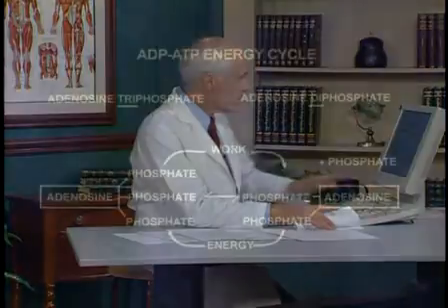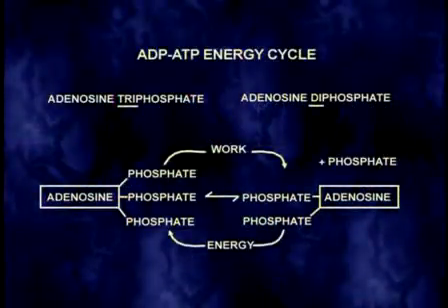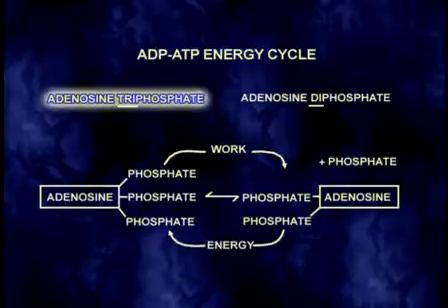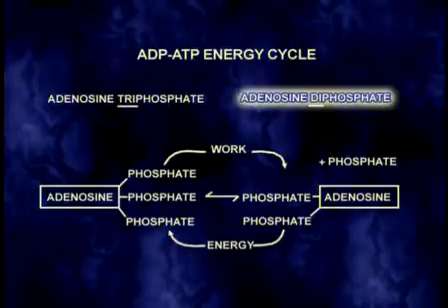The slide that shows this best is the ADP-ATP energy cycle. This is one of the most fundamental cycles of energy production in the body. It's common to very, very many different kinds of energy production. And I've saved it for here because it applies very well to the muscle contraction that we're studying. If you look at this slide, we have two chemicals. One is called adenosine triphosphate. The other is adenosine diphosphate.